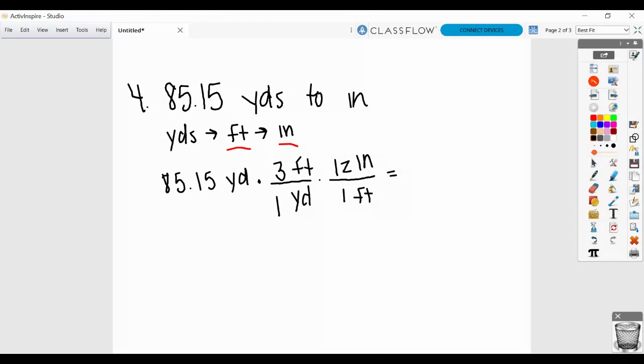So when you look, all you have to do is take 85.15 times 3 times 12. And you don't have to divide by anything because there is 1 in the denominator. And you get 3,065.4 inches.